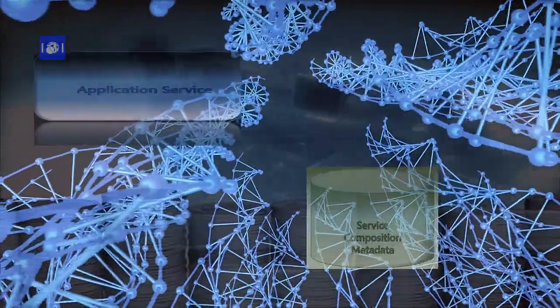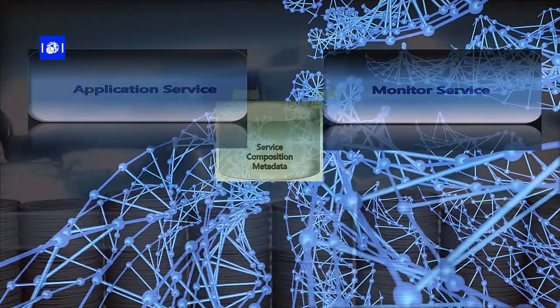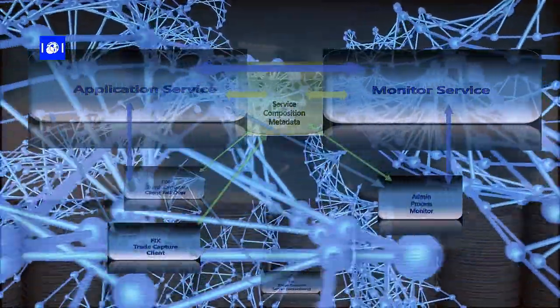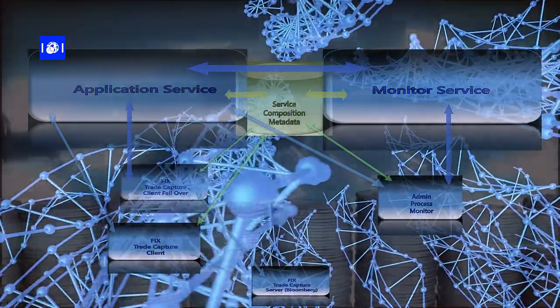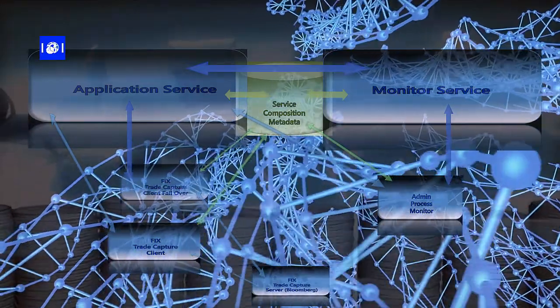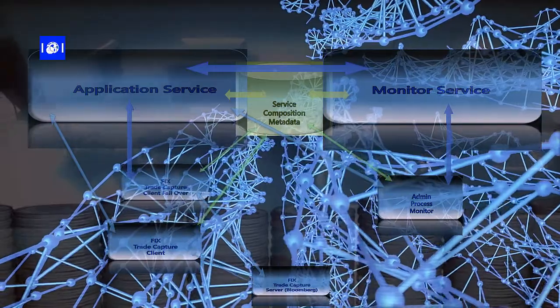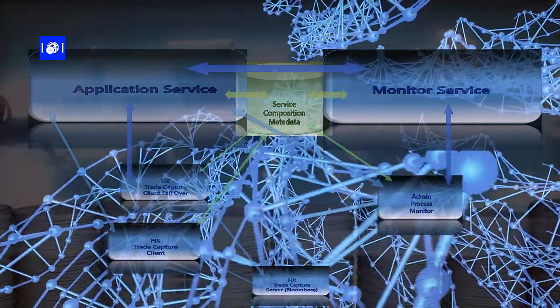Each machine or host has two main processes: the application service and the monitor service. Both of these services connect to the service composition metadata. There are three processing engines in this example: the admin process monitor, the fixed trade capture client, and the fixed trade capture client failover. Both of the client processes will connect to the Bloomberg Trade Capture Fix service.